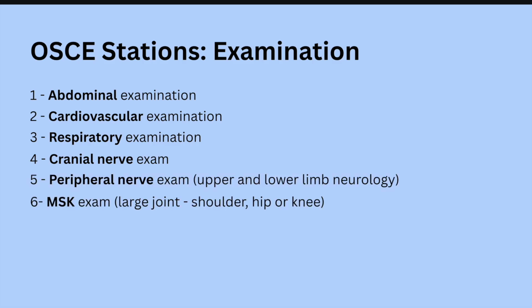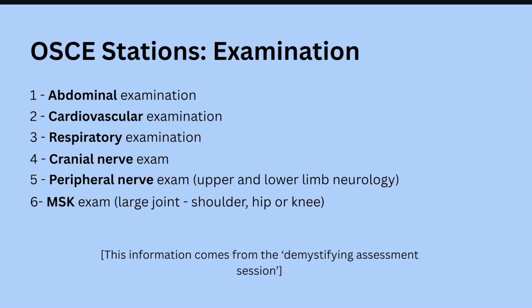The university did specify that for the MSK exam, it will be a large joint, and that's shoulder, hip, or knee. I learned a lot of different MSK exams, and it wasn't really that relevant, to be honest, because they do specify what is going to come up. As I said, all of this information comes from demystifying assessment. Generally, they will tend to ask at least 2, if not all 3 of the big 3: abdo, cardio, resp. They also tend to ask some sort of neurological exam. That might be cranial nerves or peripheral nerves.